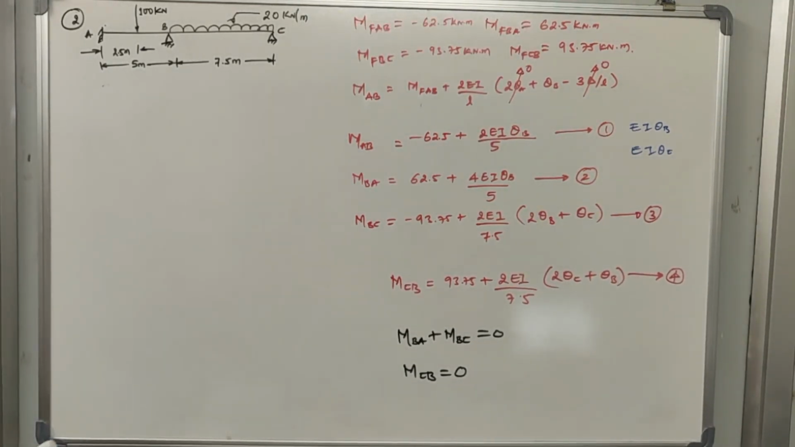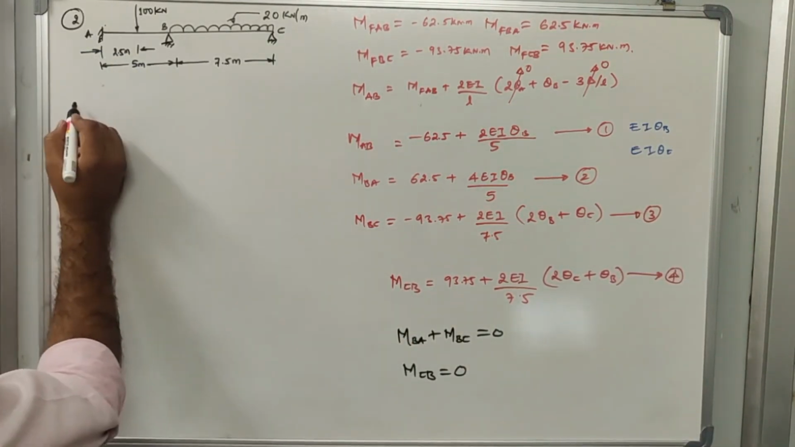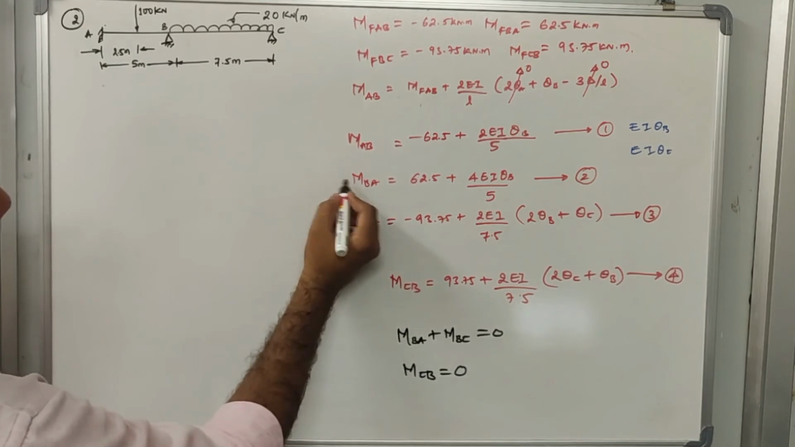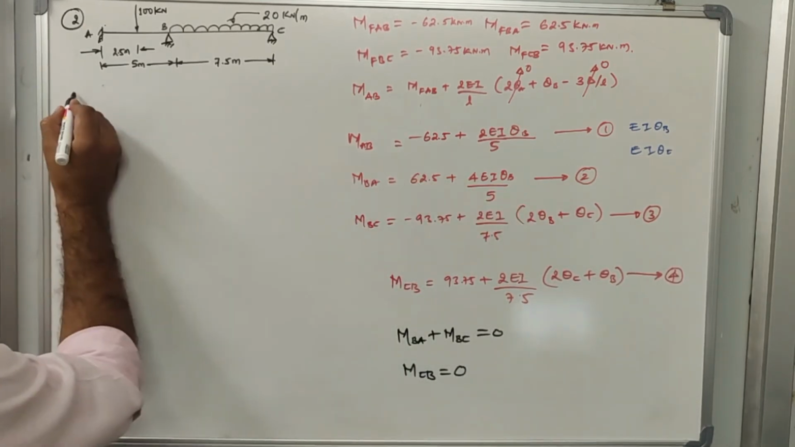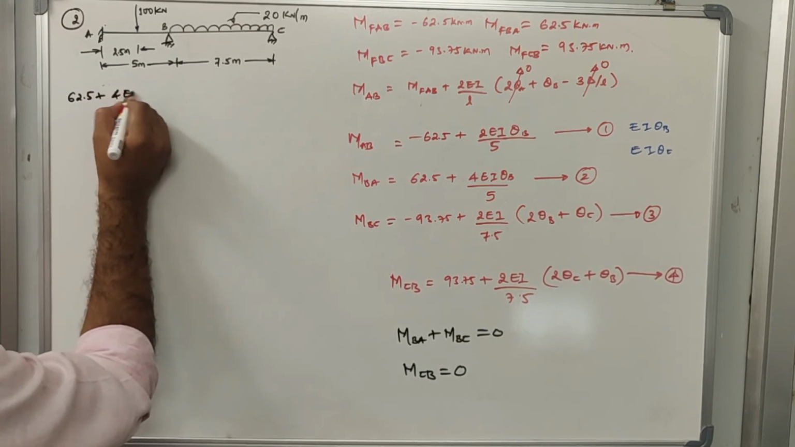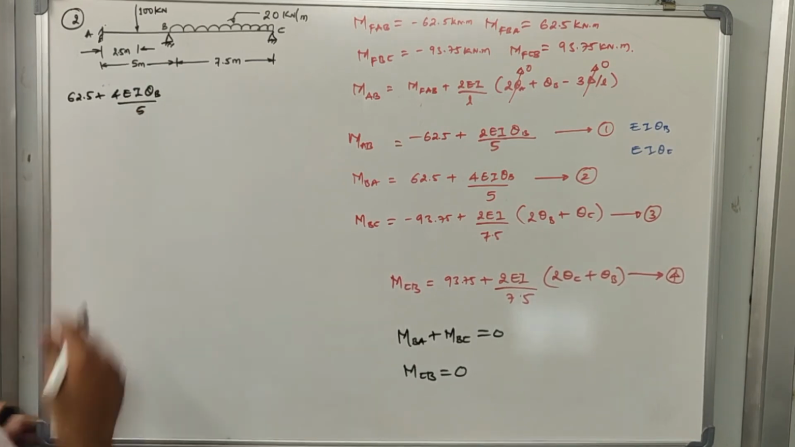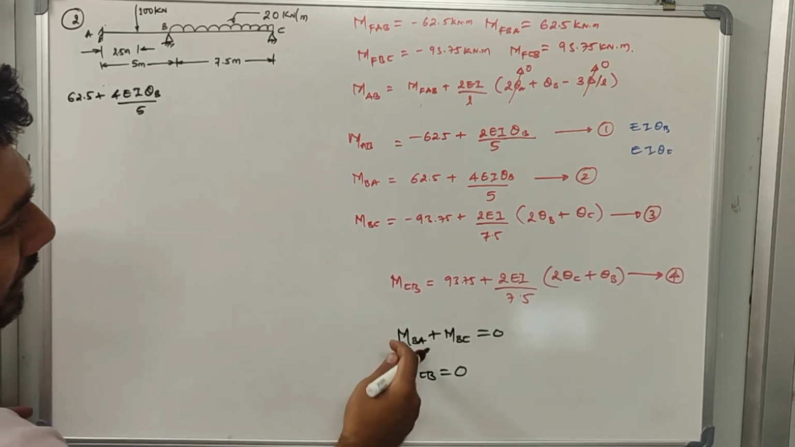Right. So what is the first equation we have? MBA plus MBC equals to 0. So let me go for the MBA equation first. This is my MBA equation, which is 62.5 plus 4EI theta B divided by 5. Okay. So this is my MBA equation.